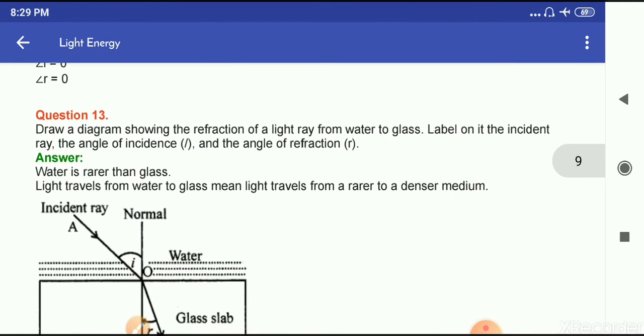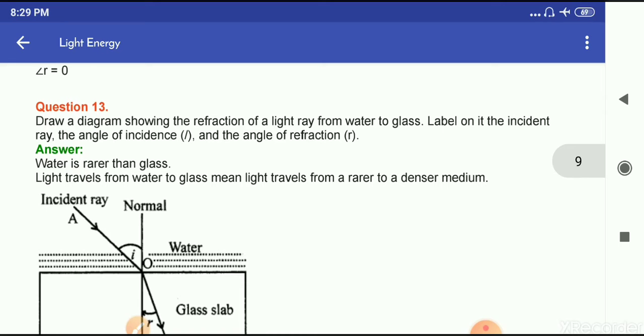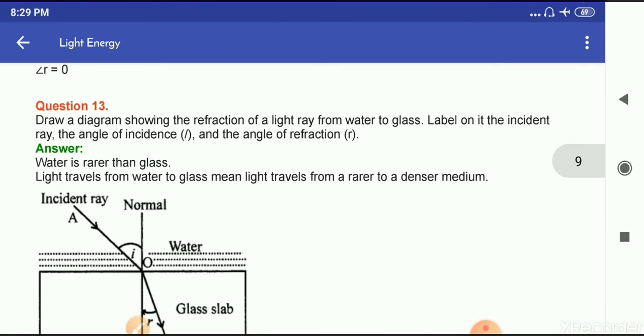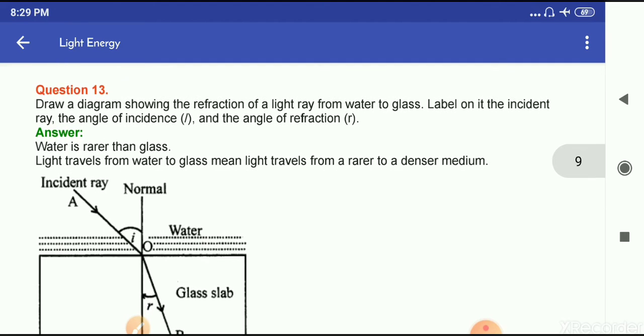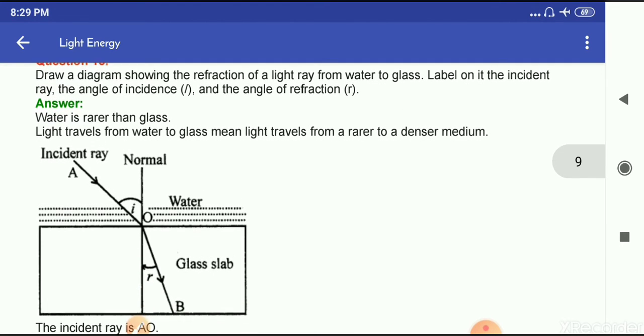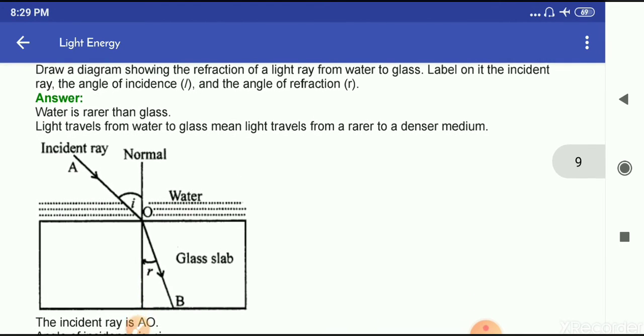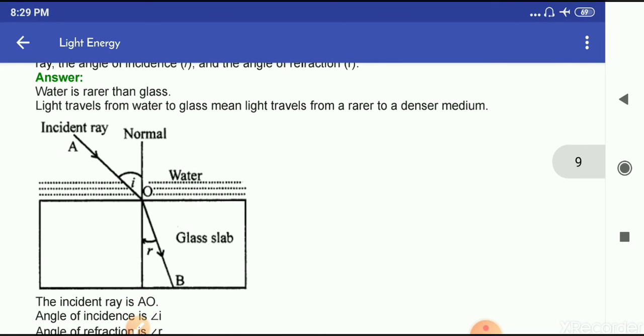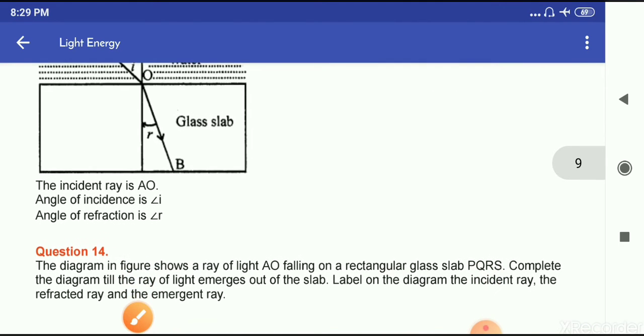Draw a ray diagram showing the refraction of a light ray from water to glass. Label on it the incident ray, the angle of incidence and the angle of refraction. You can draw the diagram from here. This is the incident ray, the angle of incidence and the angle of refraction. Now question number 14.